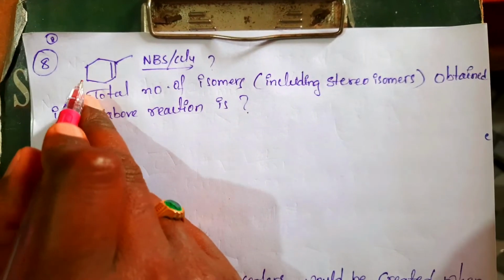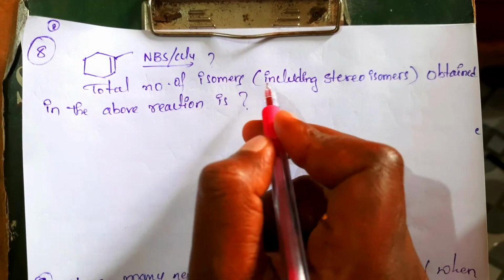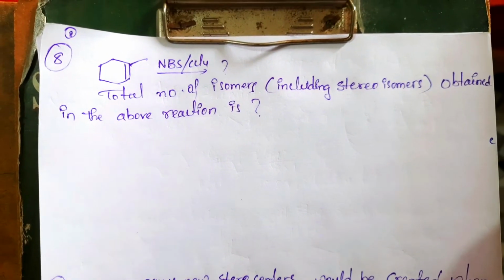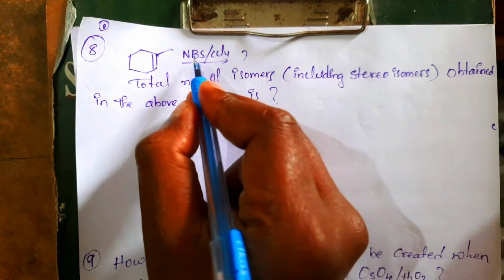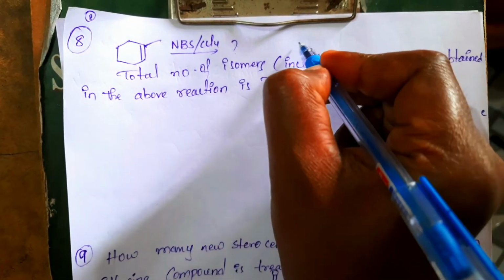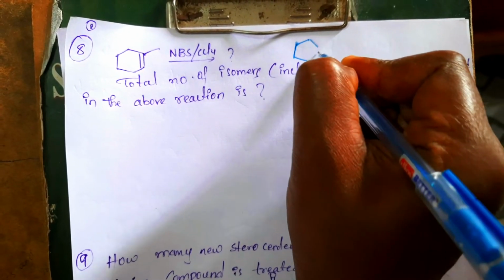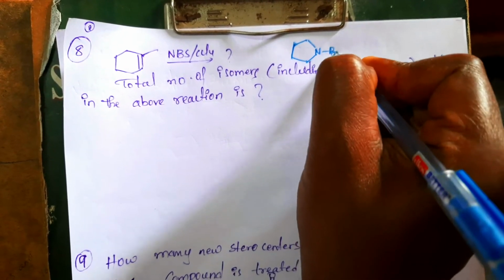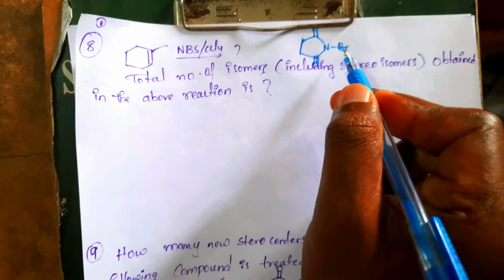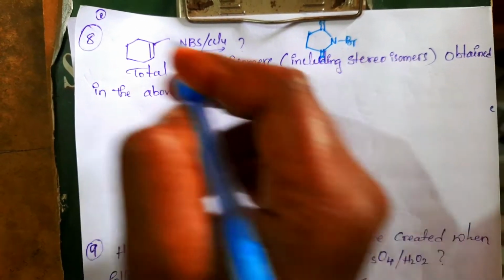Now next question, which is on reaction with NBS in presence of carbon tetrachloride. The total number of isomers including stereoisomers obtained in the above reaction, they are asking. Now here NBS is used in case of the allylic position, the bromine will be substituted. NBS is N-bromosuccinimide. It is a selective reagent which is used for allylic position substitution.